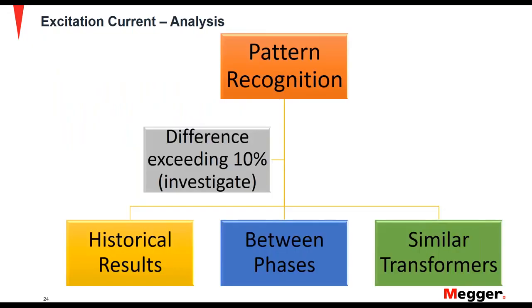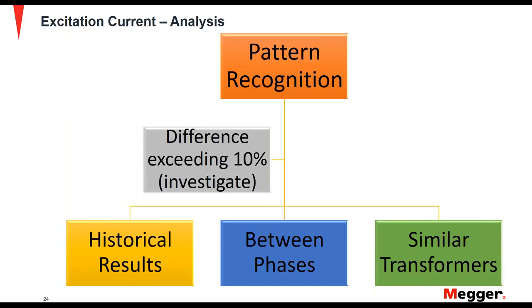Now that we've looked at some results, let's look at the analysis section of it. The industry standards use pattern recognition to compare different results, and that pattern recognition is performed with historical results. By that I mean, if you have tested a transformer today, and if that transformer was tested at the same voltage level 6 months ago or 2 years ago, you can use those excitation current response curves and compare them to your present day results.